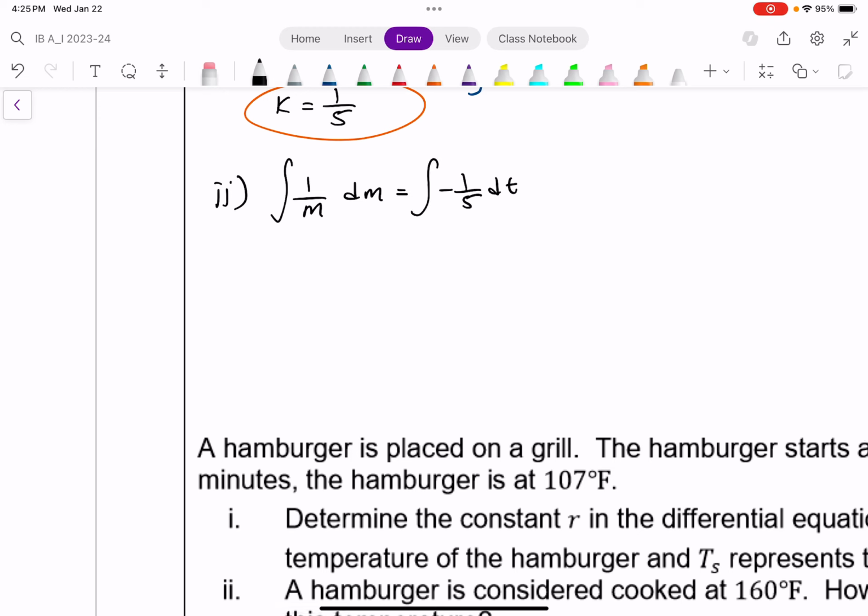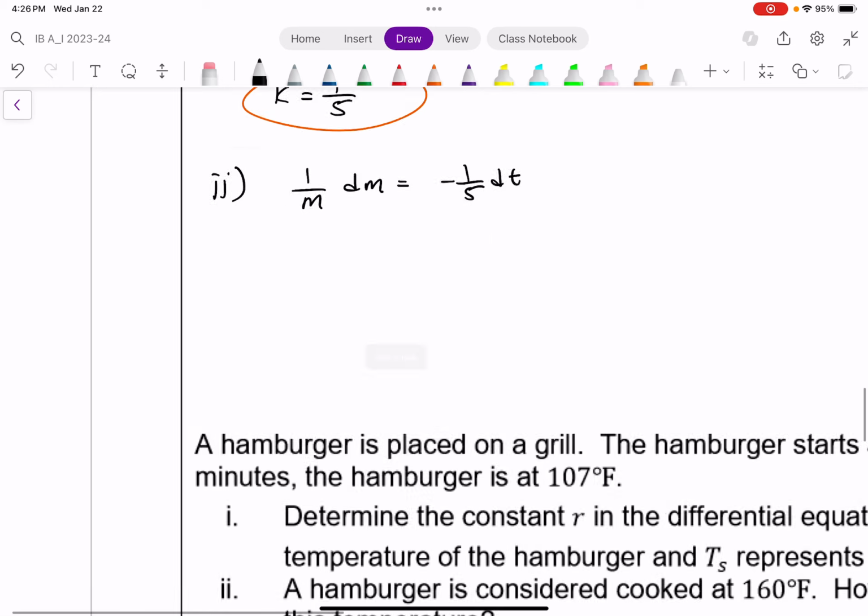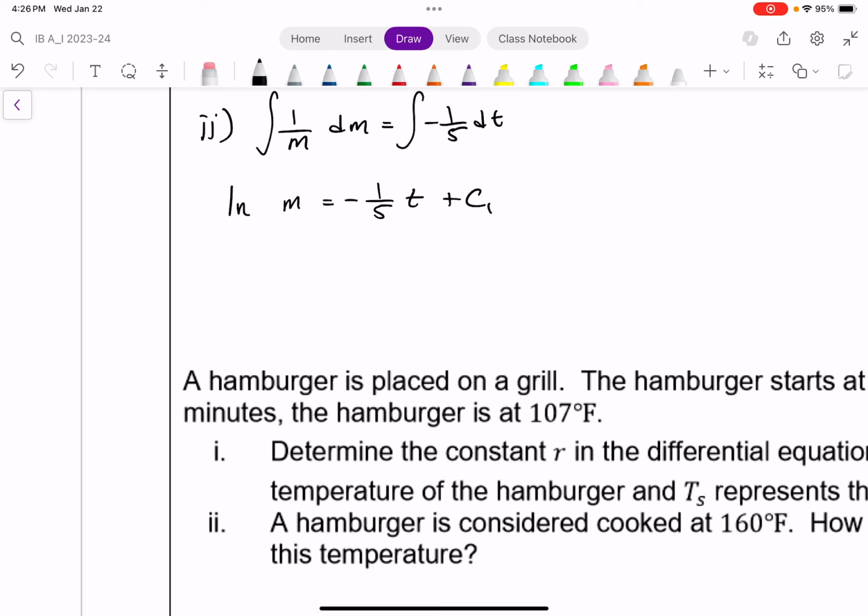On the left-hand side, that is our natural logarithm. I could say the absolute value of m, but m is a mass, so mass has to be positive, so I don't need to think about that. I could say plus some constant, but there's going to be a constant on the other side as well, so I'll just leave that for now. On the other side, negative 1/5 dt, the antiderivative of that is negative 1/5 t plus some constant, I'll call it c1. To solve for m, I'm going to raise everything as a power to a base of e, which means the natural logarithm cancels out. So I have m equals e to the negative t over 5 plus c1.